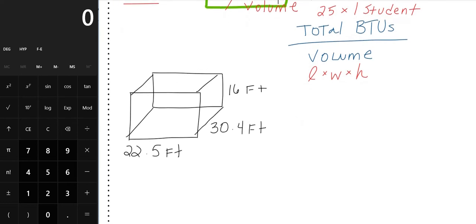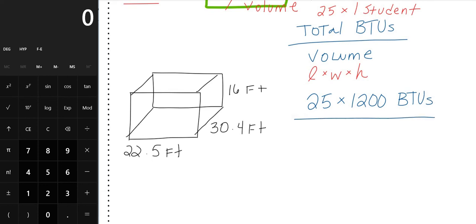So I'm going to do 25 times 1,200 BTUs, because 25 kids, each one produced 1,200, divided by the volume. So in our shape, we have 22.5 for my length in feet times 30.4 in feet times 16 in feet. So it's good that all of the units are in feet. If they weren't, we would have had to do some extra work here.